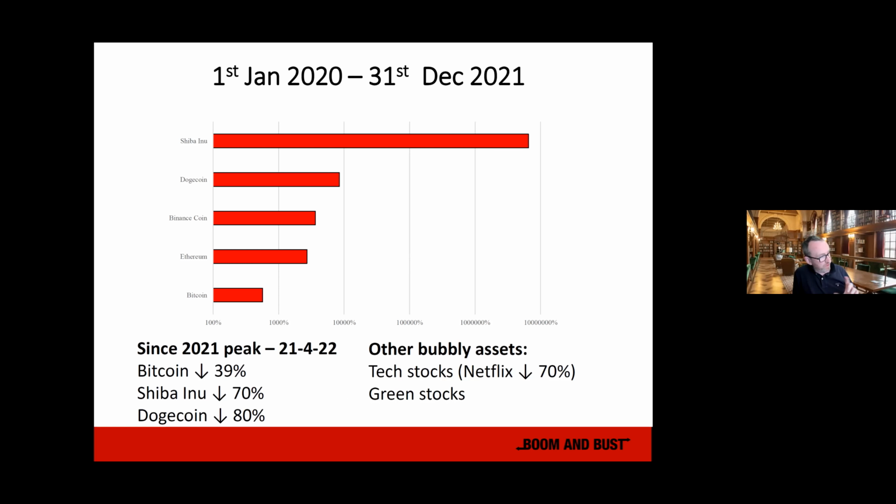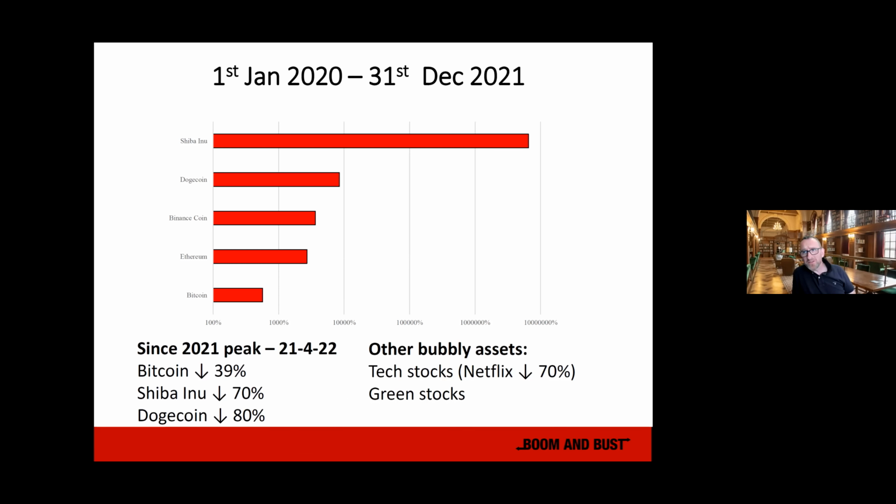But since the peak, which was end of October, start of November 2021, you look at Bitcoin, I checked the prices this morning, it's down 39%. You look at Shiba Inu, it's down 70%. You look at Dogecoin, it's down 80% since the peak back at the start of November 2021.